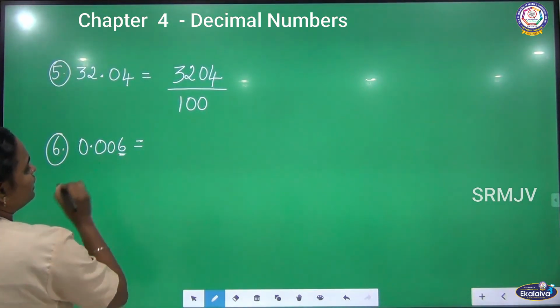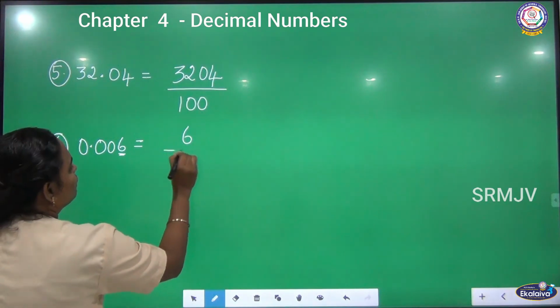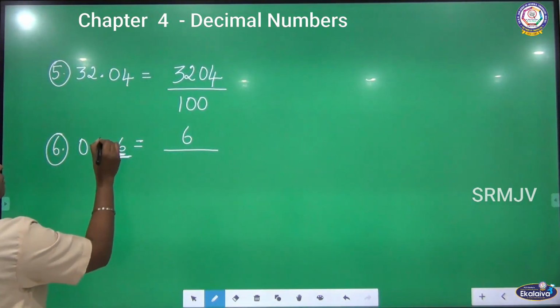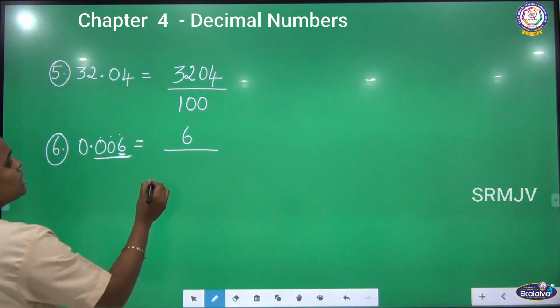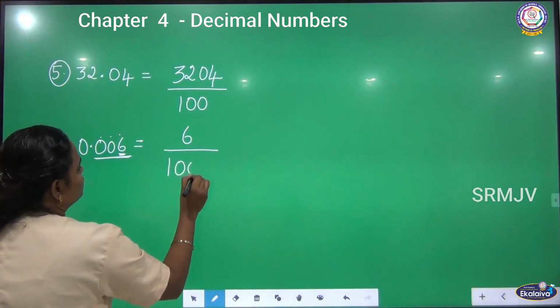Next one, 0.006. So you write the number alone, 6. Then how many decimal places? 1, 2, 3. 3 decimal places. So you write 1000. 6 by 1000.